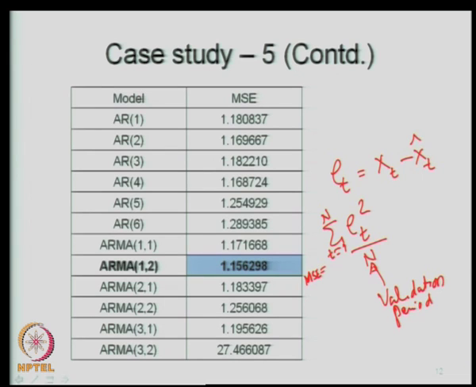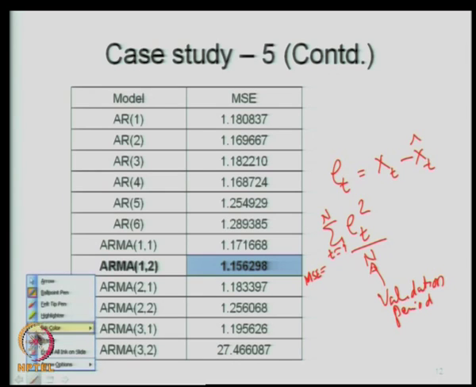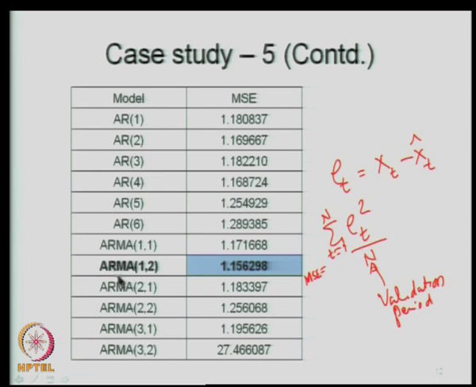When we apply these models, this x t cap is obtained by applying a particular model. The forecast arising out of that particular model is denoted as x t cap. And we choose here the ARMA 1-2 model as the best model arising out of the mean square error criteria, and this is what we use for one time step ahead forecasting.